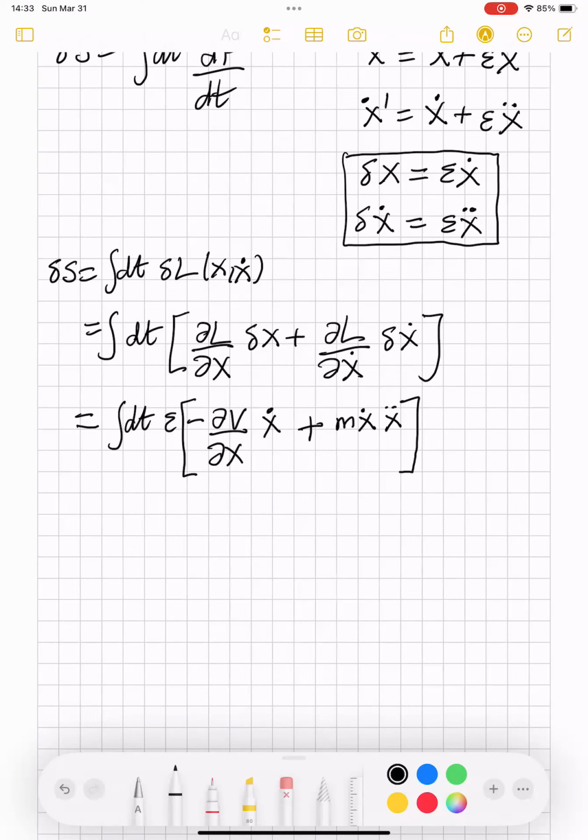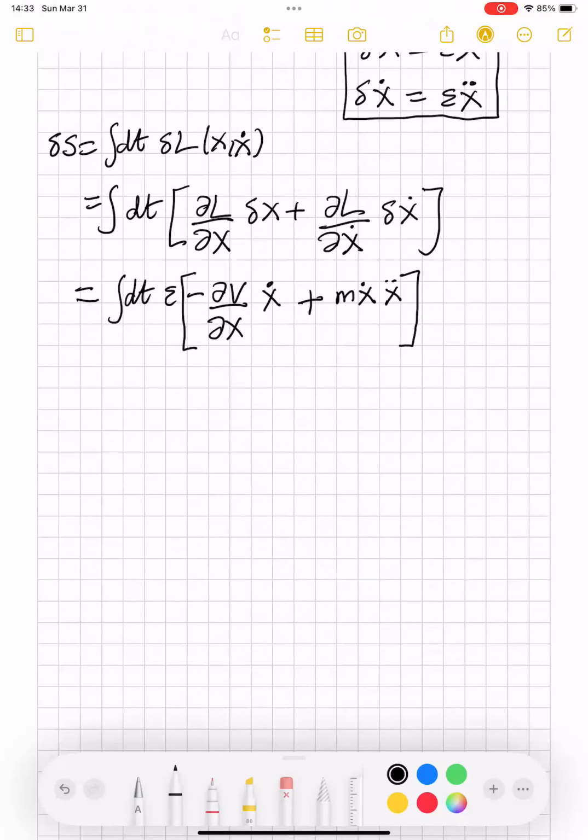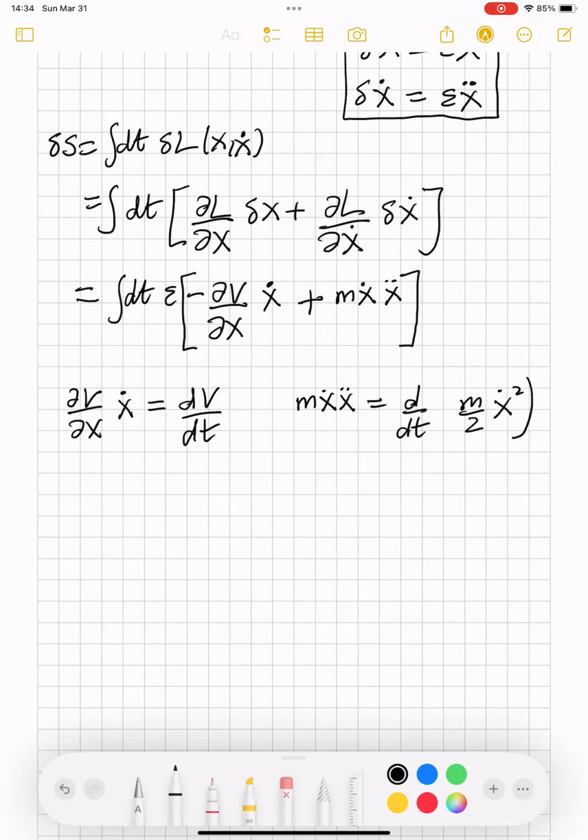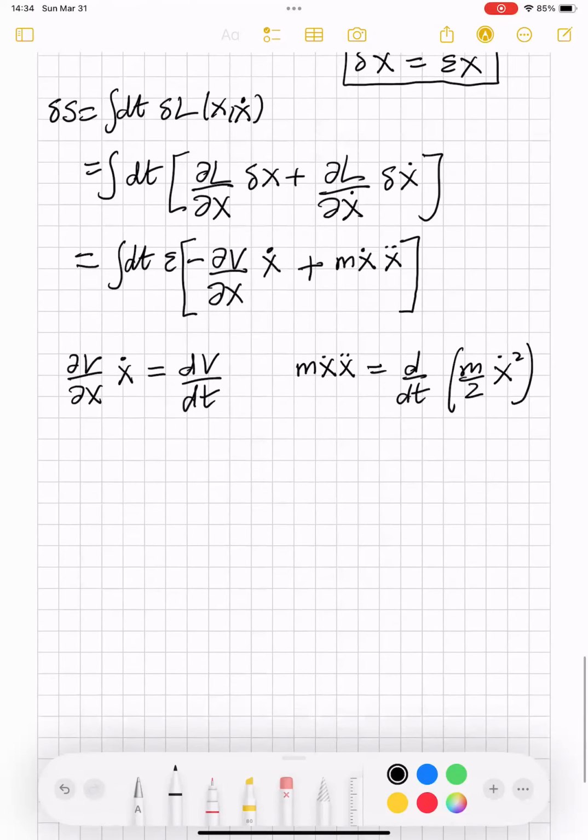And now I want you to notice two things. So first of all, dV/dx times x dot is nothing but dV/dt, because the potential only depends on t through its dependence on x, okay? And then secondly, m x dot x double dot is equal to d by dt of m over 2 x dot squared, okay? So that's a relatively straightforward formula to verify.